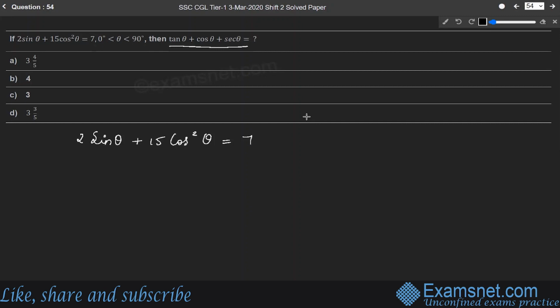All right. You can see that this expression is in the terms of sine theta and cos square theta. So let us do one thing. Let us transform this whole expression in the terms of sine theta.